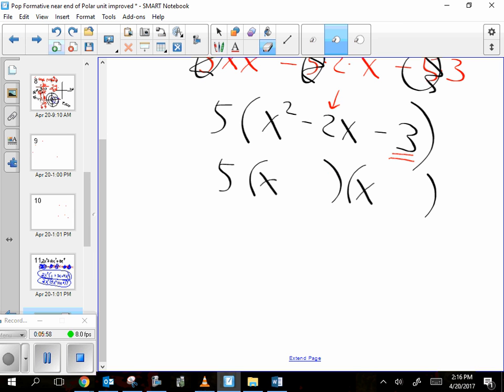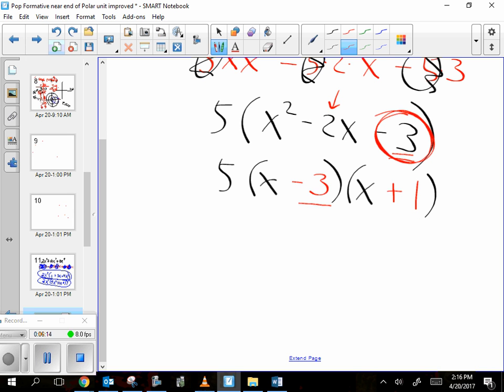All right, you said it was 3 and 1. I agree with you. Which one's negative? The 3 is negative, and this is positive. Why? Because that way they multiply to negative 3, and they add to negative 2.